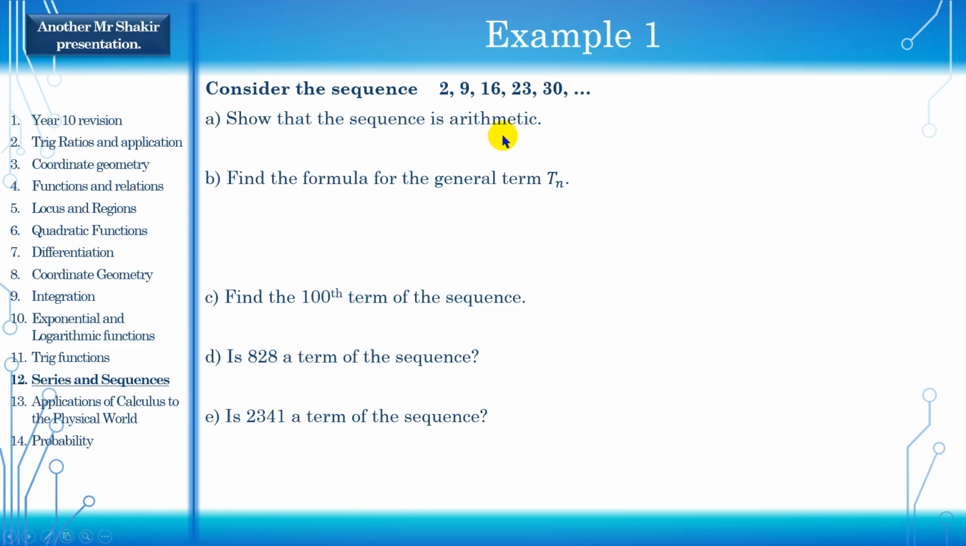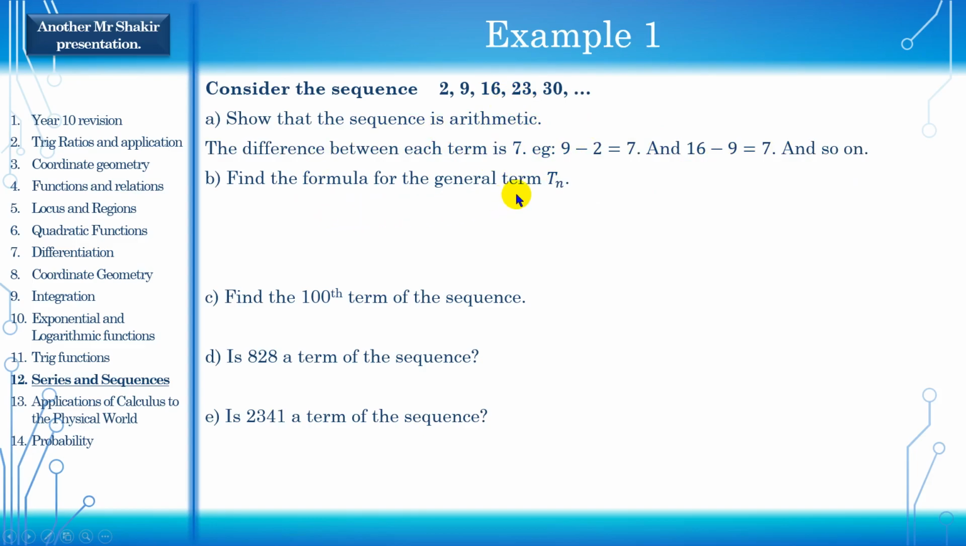You need to know the common difference formula. The difference between each of these terms is the same. It happens to be 7. 9 minus 2 is 7, 16 minus 9 is 7, 23 minus 16 is 7, and so on and so forth. So the sequence is definitely arithmetic.